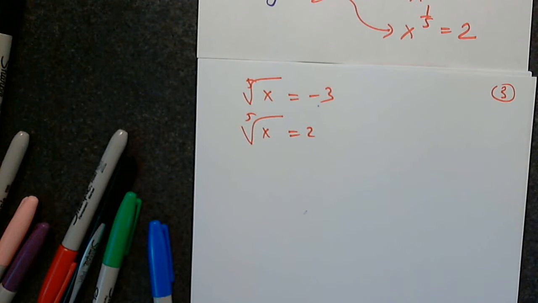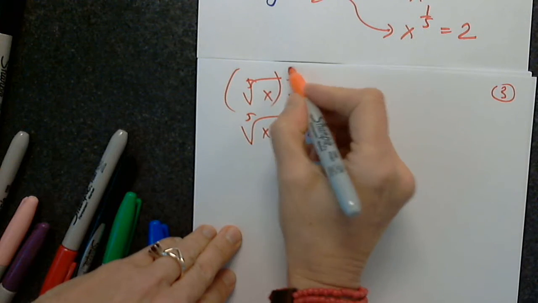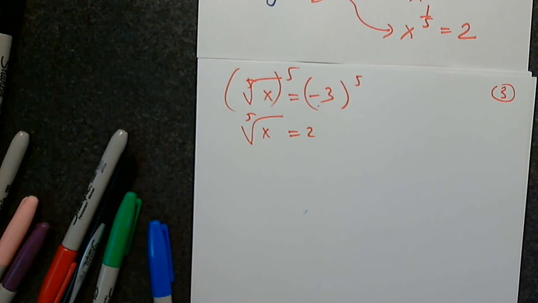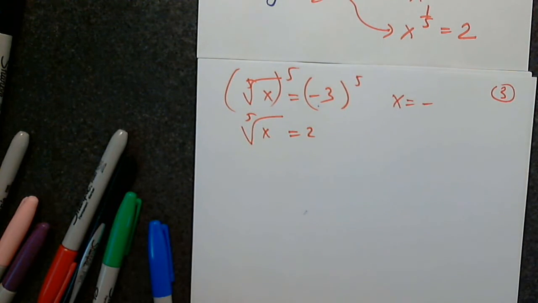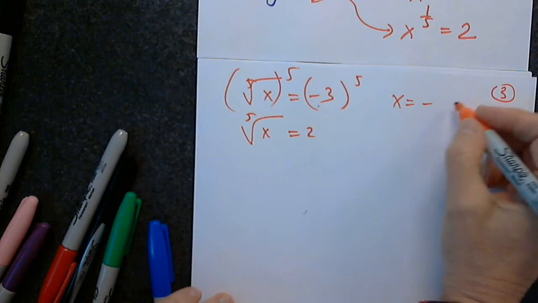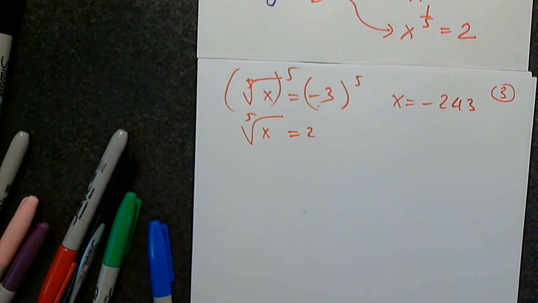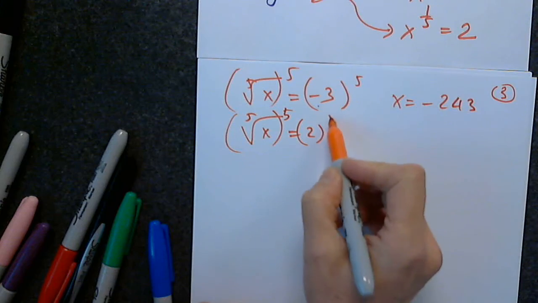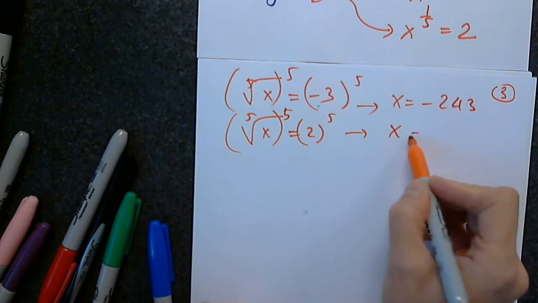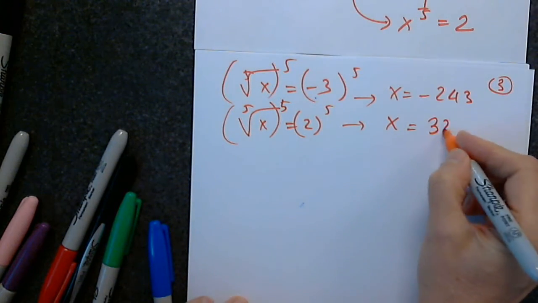Correct. In order to eliminate the 5th root, I have to raise both sides, not just one, but I know what you mean, both sides to the 5th power. So then x equals negative, that's 81 times 3, 243. And then how do I solve the second one? Raise both sides to the 5th power. So then from here, I get x equals 32.